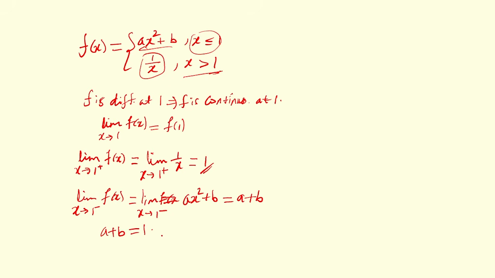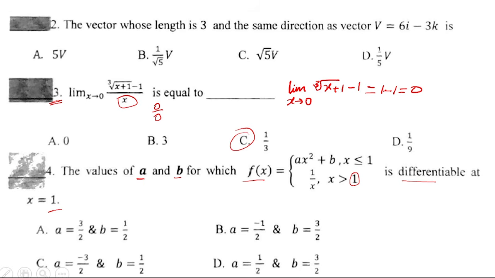The functional value is also equal, that's f of 1 equals a plus b. Now we have only this result. So what we need to check from the choices is the sum of a and b that gives us 1, which is our answer. Now here let's check. Choice A, 3 over 2 plus 1 over 2, different from 1.